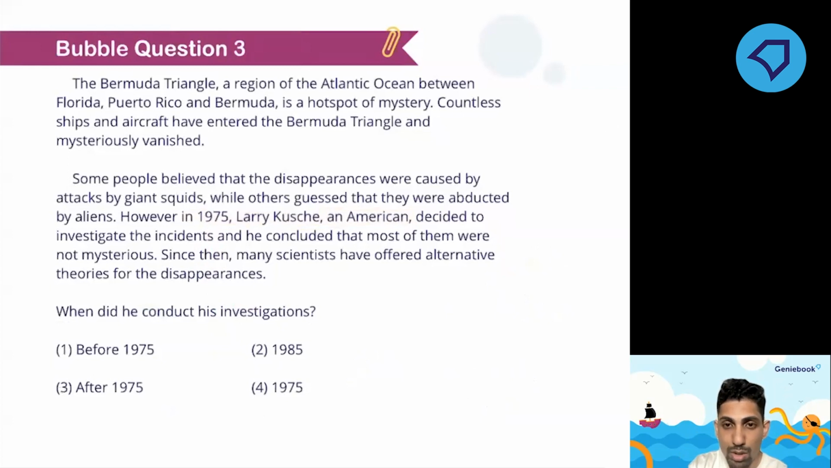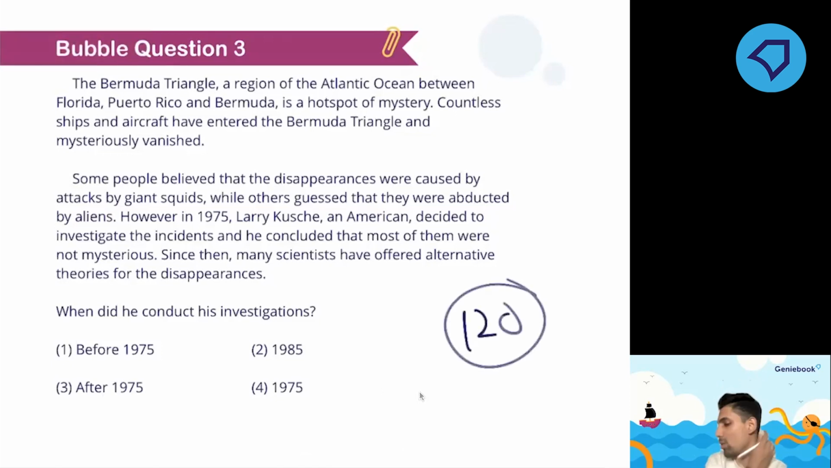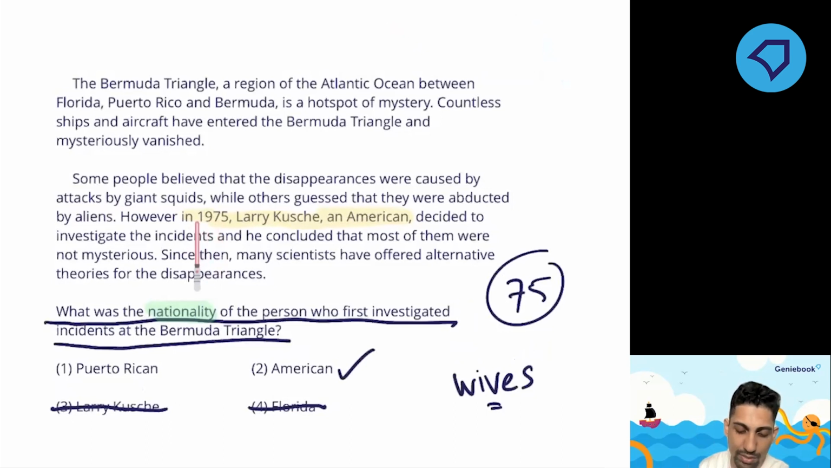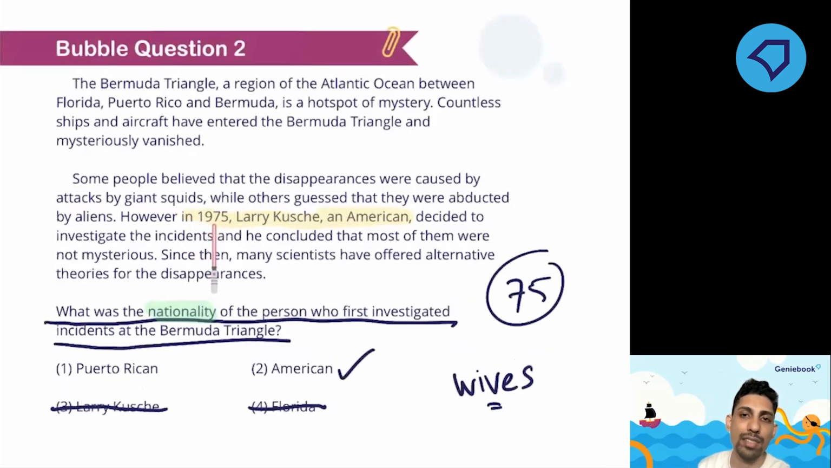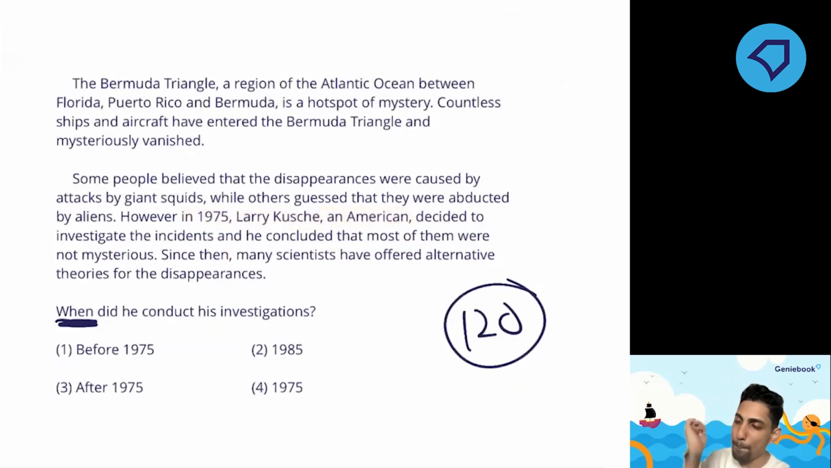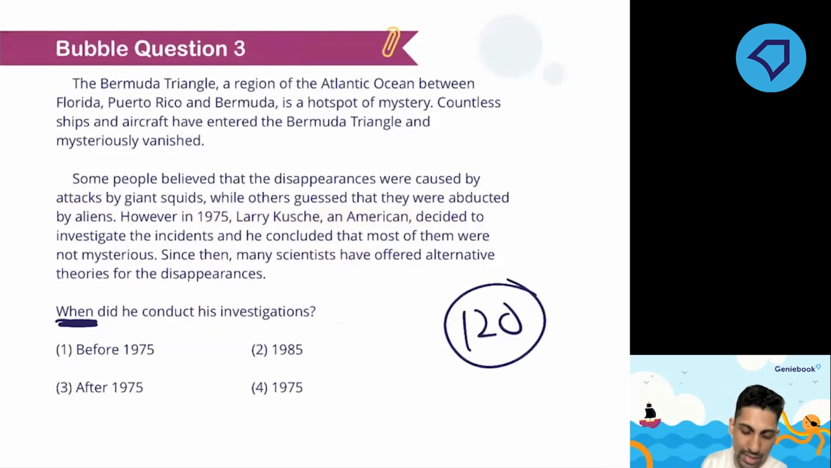Bubble question 3, let's go. So, we have 120 people who got it right. Nice. So, when did he conduct his investigation? We want a time frame. Let me go back to the previous slide to show you what I highlighted. See that in 1975, he decided to investigate. I already highlighted that. If you were paying attention, it will be like, boop. No second guesses.